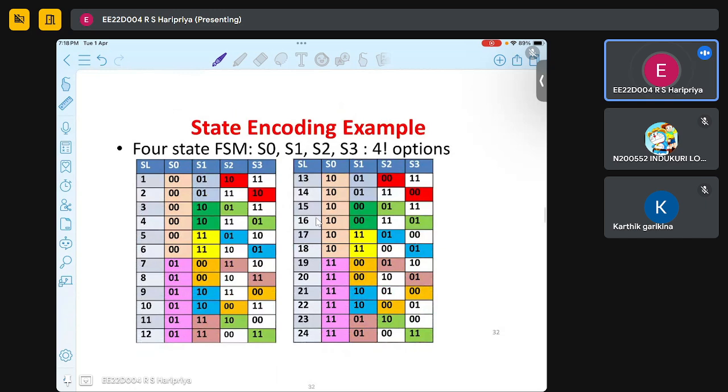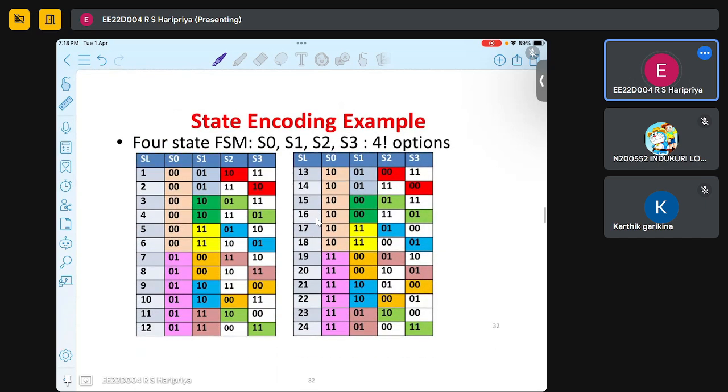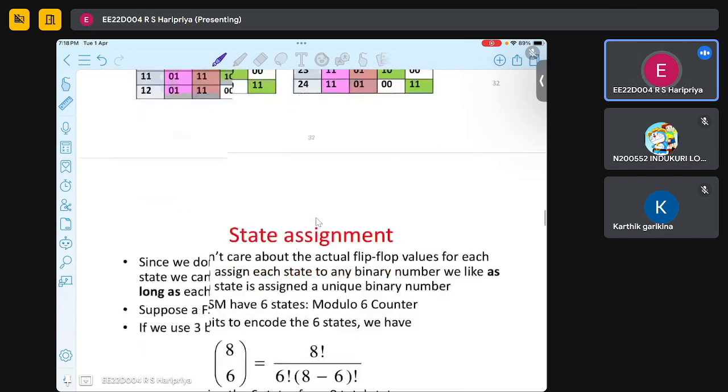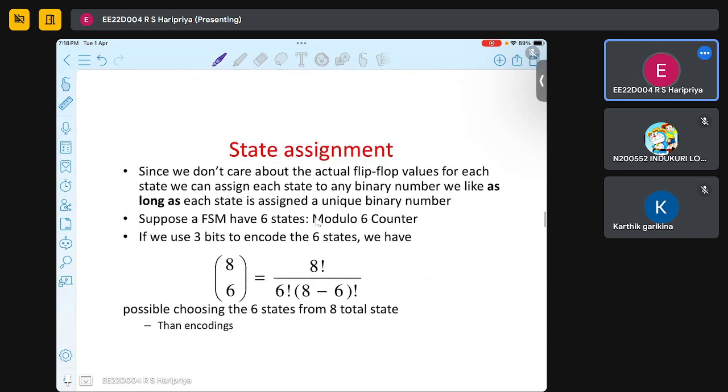So what combinations are possible? This can be one combination 0, 1, 2, 3 or 0, 1, 3, 2. So like this, there can be 4 factorial different combinations. Which one can we follow? Since we don't care about the absolute flip-flop value, suppose we have 6 states for a mod 6 counter, and a 3-bit encoding. That means 6 states can be represented in a combination of 3 bits.